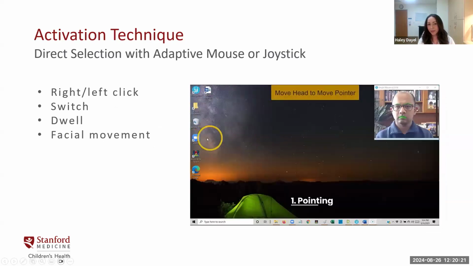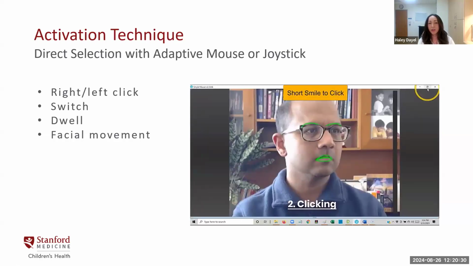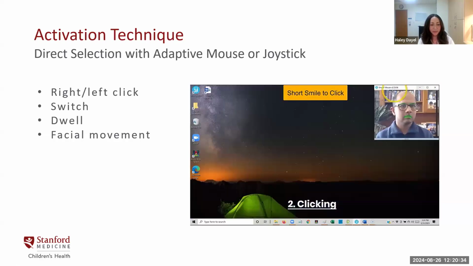I'm not going to play the sound, it's just music. But you can see he's using movements from his head to change the location of the mouse, and then he's doing a smile to click. And this one you can change to different types of facial movements.